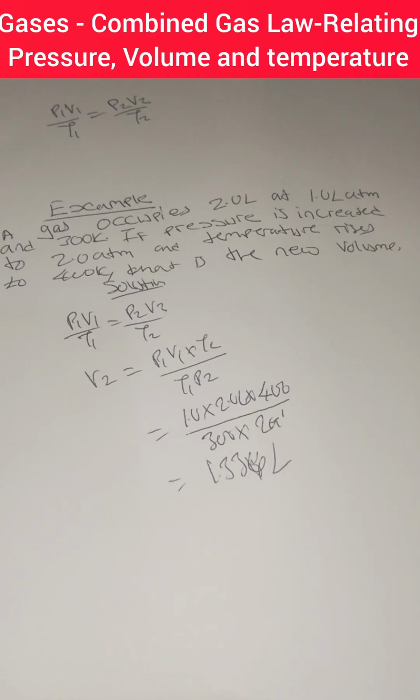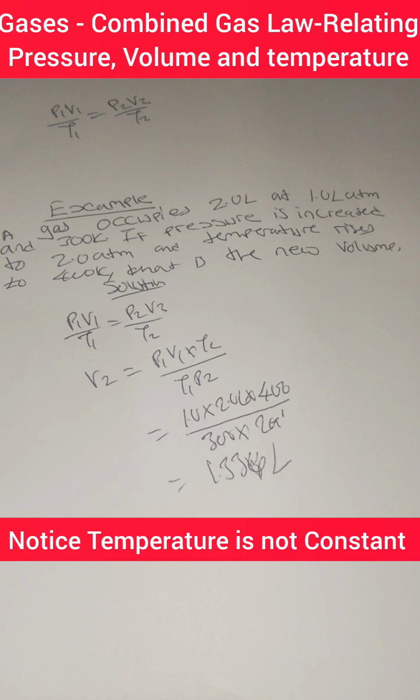Why has the volume decreased? Because the pressure increased faster than the temperature. As you can see, pressure increased from 1 atm to 2 atm. We said earlier that pressure and volume are inversely proportional, so since the pressure increased from 1 atm to 2 atm, we expect the volume to decrease. The volume decreases because the pressure increases faster than the temperature.